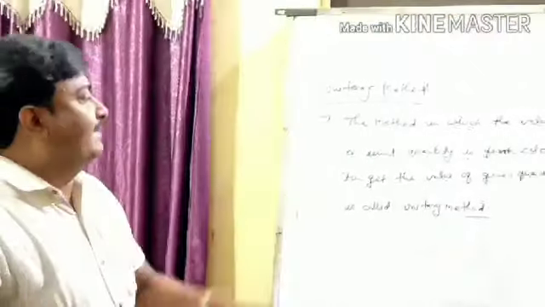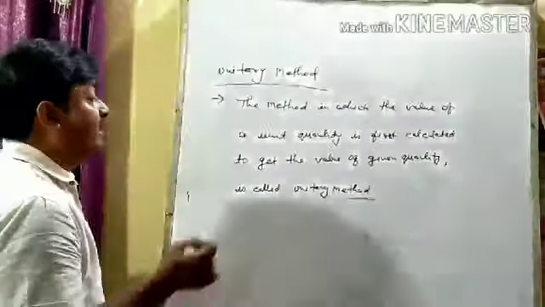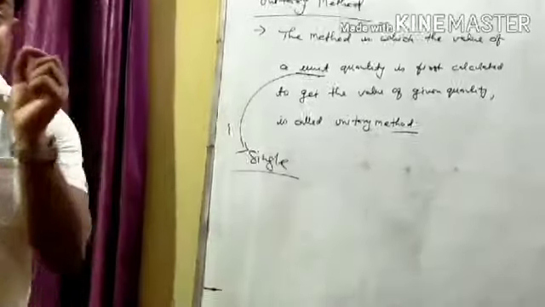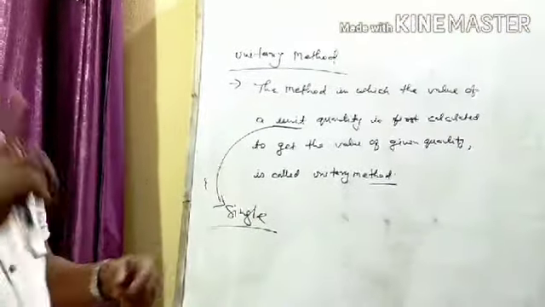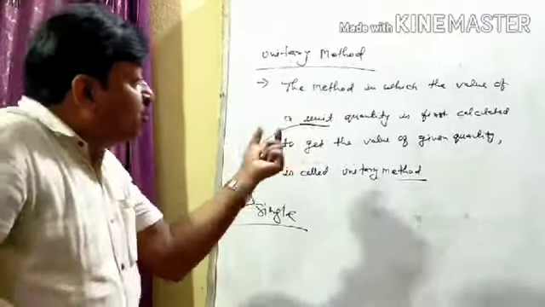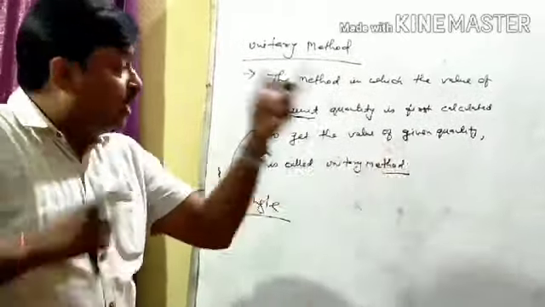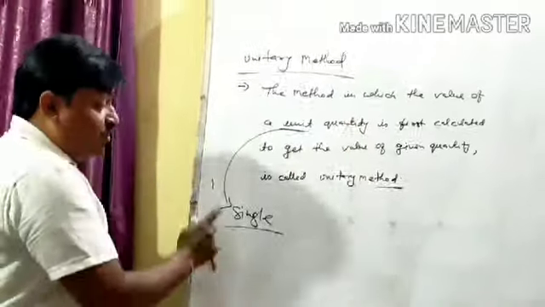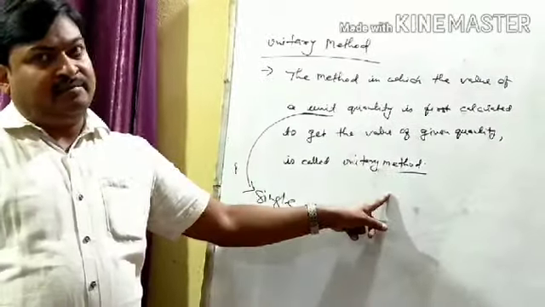The definition of unitary method is the method in which the value of unit quantity is first calculated. Unit means the value of a single quantity. Why do we first calculate the value of the unit quantity? To get the value of the given quantity. If you want to find the value of any quantity, you have to calculate the value of a unit quantity, that means the value of a single quantity. Student, this method is called unitary method.